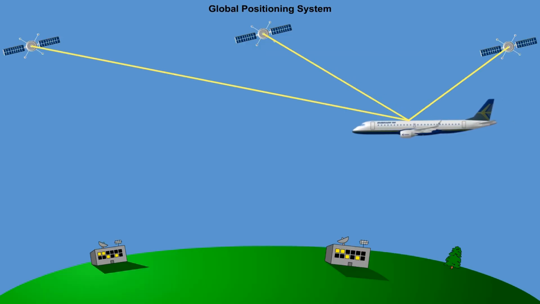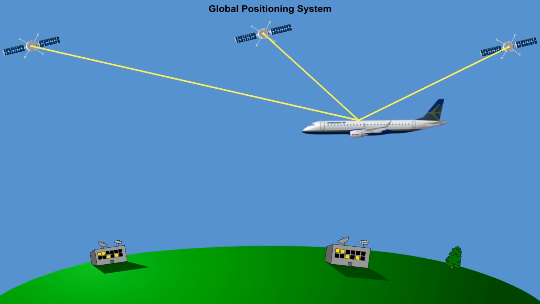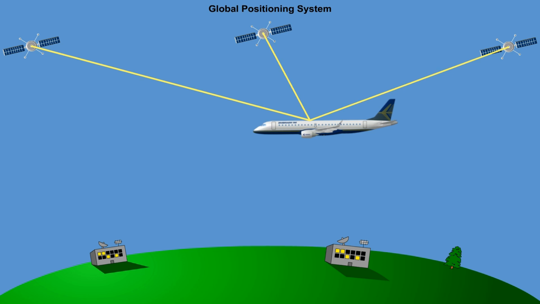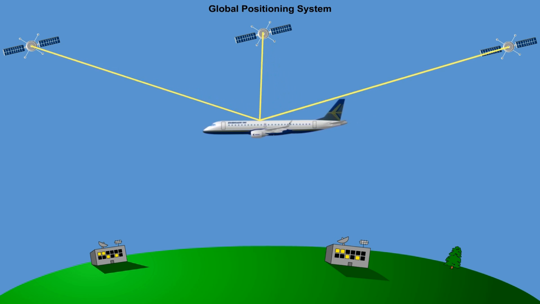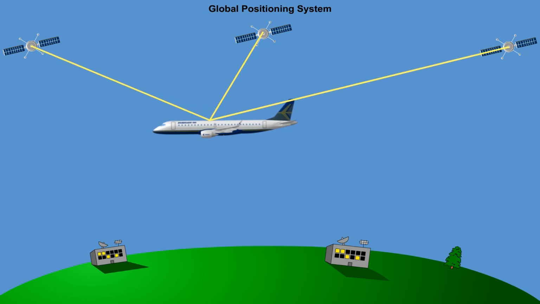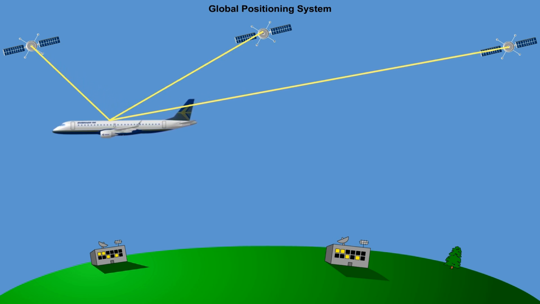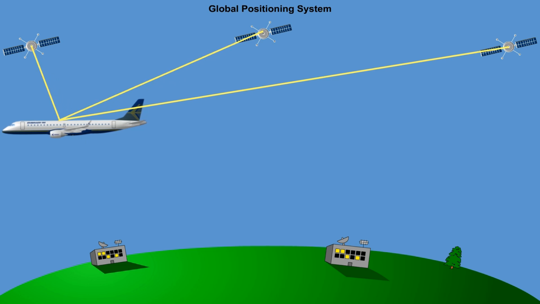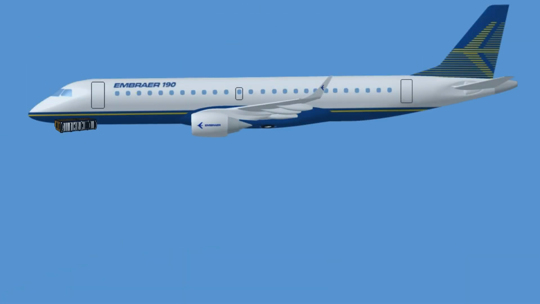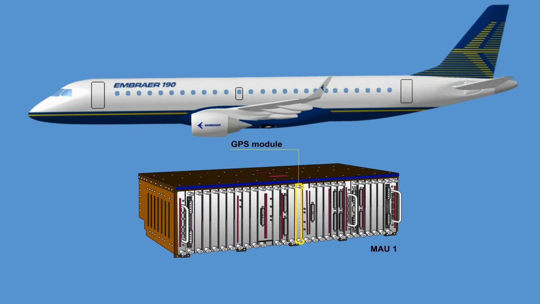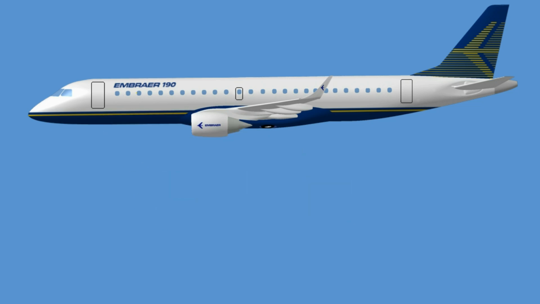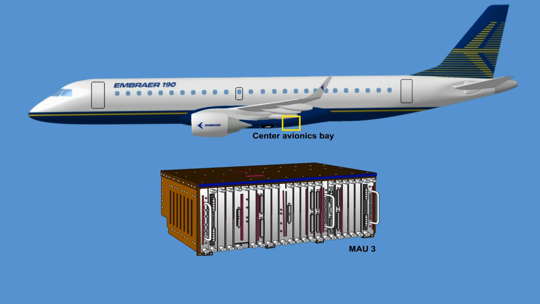The Global Positioning System, GPS, is a baseline system on board the airplane, and a second GPS is optional. The GPS module is a satellite navigation sensor, which uses the Standard Positioning Service, SPS, from Navstar GPS, Global Positioning System satellites. The baseline GPS module is contained within MAU-1 in the forward fuselage avionics bay. If the optional second GPS is installed, it is contained in MAU-3 in the center fuselage avionics bay.